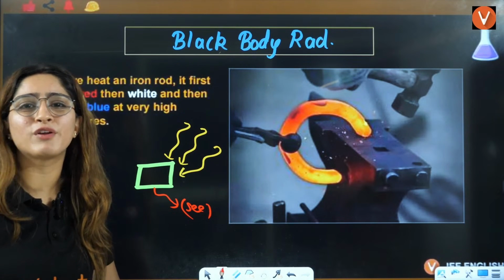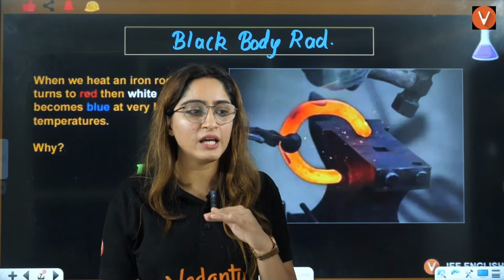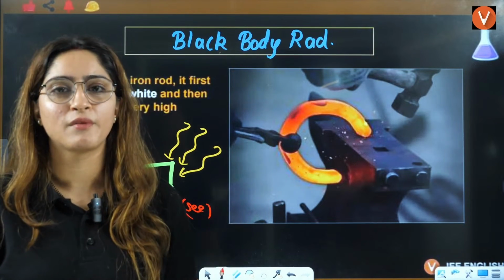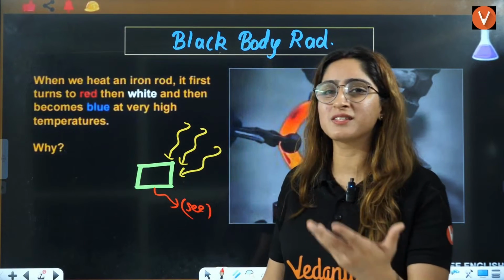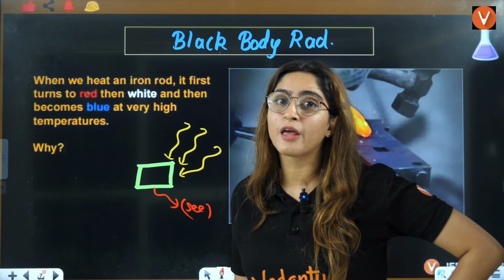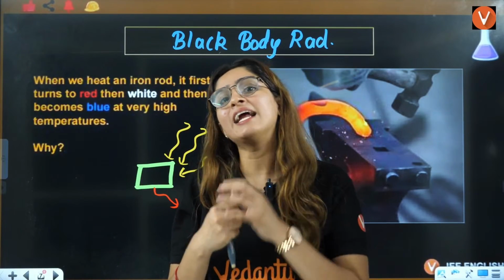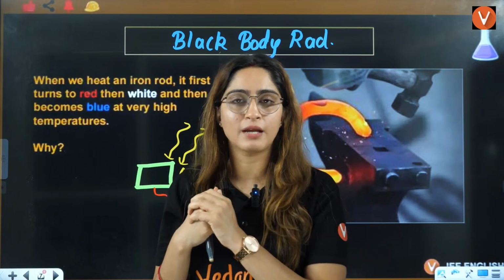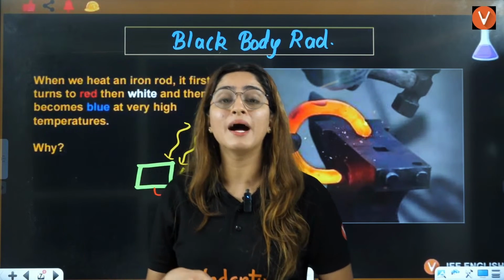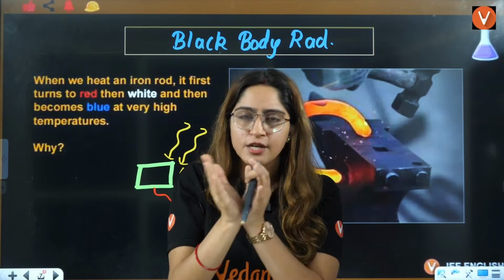Now, you must have heard everyone saying it's so warm outside, let's not wear black. Why do we tend to not wear black on a very hot summer day? Because black is a color which will absorb all the radiations and will not reflect them. It's not that black is not reflecting at all, it is reflecting, that's why we are able to see it, but not to that much extent.